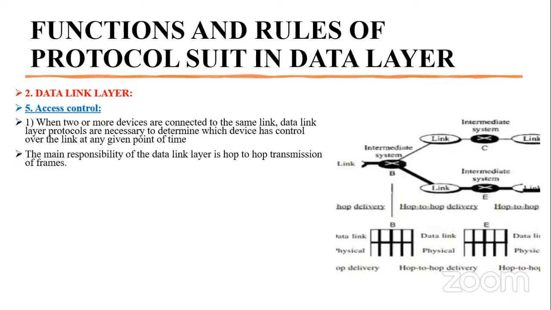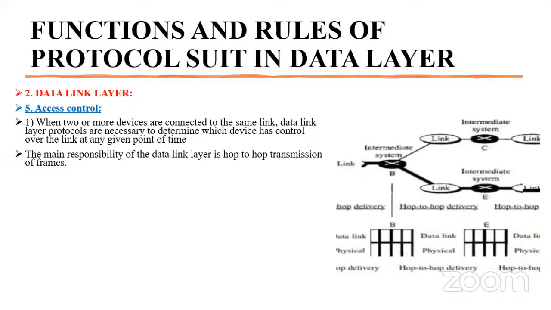The main responsibility of the data link layer is hop to hop transmission. Hop means, you can see the picture, there is an intermediate system B and an intermediate system C. The transmission between B and C will be called one hop. And from C to somewhere like D, there might be some intermediate system between C and D. The transmission between C and D will be called another hop.